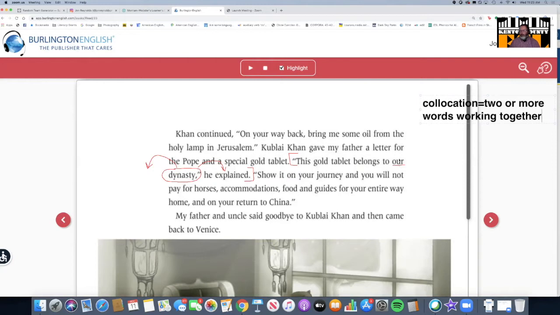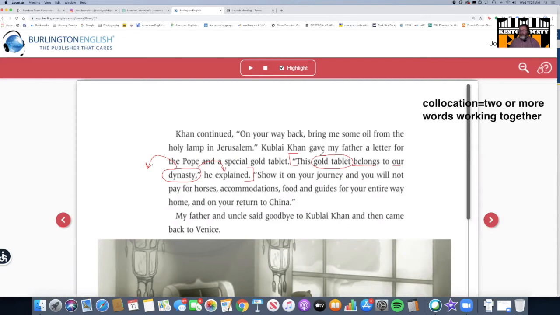So maybe we need to look before those words. And let's continue to see which other words might help us. I see, for example, something belongs. It belongs to our. So in this case, if something belongs to our, maybe it belongs to us. So something like that might help us. And then I notice it says a gold tablet. Now we know what gold is, right? That's something very nice, very expensive. So this gold tablet belongs to us.